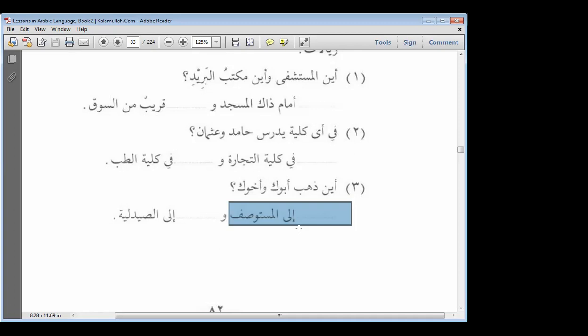Next one. Wa amma akhi fahua dhahaba ilal saydaliyyati. So the first one, mustawsafi, is the clinic, and the saydaliyya is the pharmacy. All right? Pharmacy.